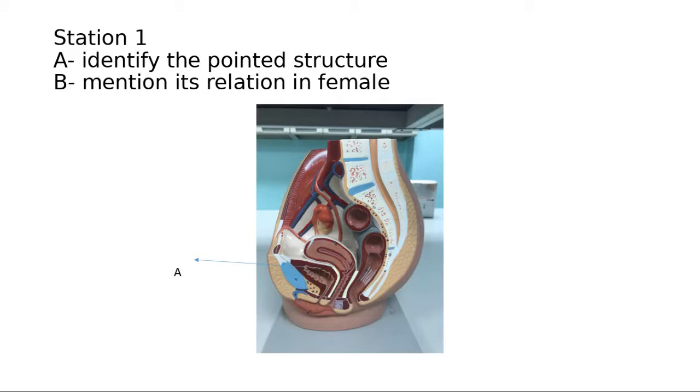Okay, and then next, what you have to write? The relation we want to know. All the relations, anterior relation. So here, you have to identify what this structure is. Now you tell what is this structure.